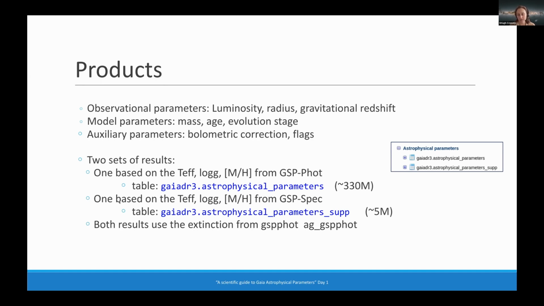Then there's a second set of results based on the temperature, surface gravity, and metallicity from the GSP-Spec parameters. These are found in the astrophysical parameters supplementary table, and this is approximately 5 million sources. Just because they're in the supplementary table does not mean they're worse or better. For some of the brighter stars, our temperatures are much better from GSP-Spec compared to GSP-Phot in some regimes, so it's much more interesting to use the masses and ages here. It's up to the user to decide which is the better one to use.